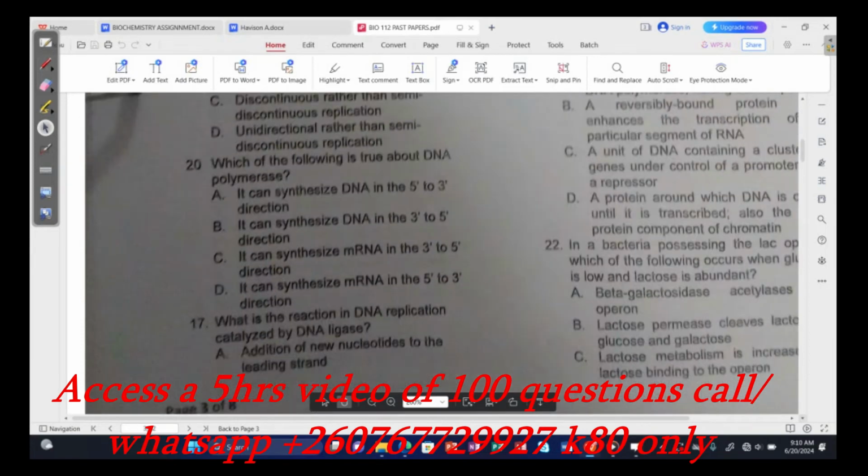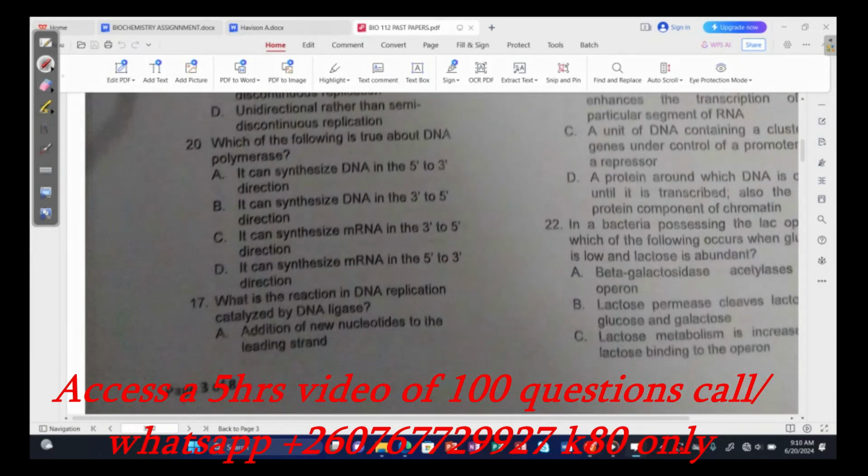So we had 16. I think the next question was supposed to be 17, but we have 20 here, so I can skip. Let's answer it. Which of the following is true about DNA polymerase? We know that we have polymerase 1 and polymerase 3. The most talked about polymerase is polymerase 3. The function of polymerase 1 is that it removes primers and replaces them with DNA material. It also has proofreading activity. Whereas polymerase 3 is an enzyme which adds nucleotides to the new growing strand. It also has proofreading activity.